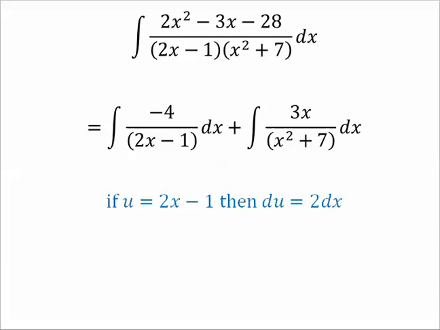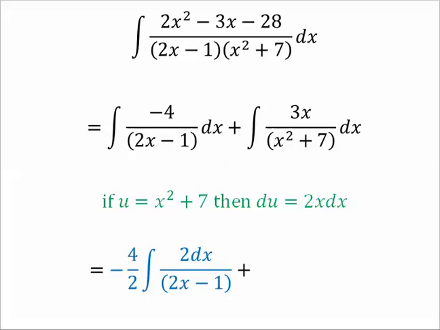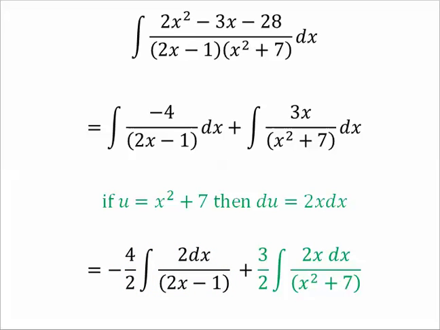I have two integrals. Look at the first integral. If u equals 2x minus 1, then du equals 2 dx. So I write the first integral in the form du over u. Look at the second integral. If u equals x squared plus 7, then du equals 2x dx. Write the second integral in terms of du over u.